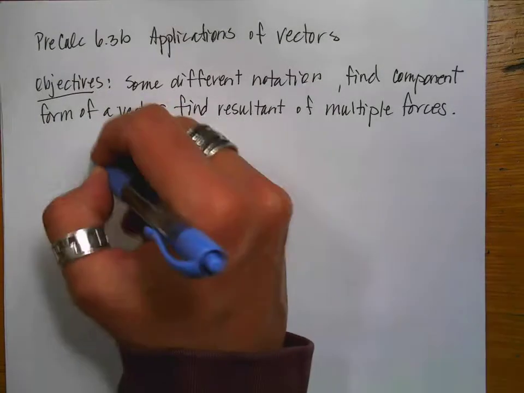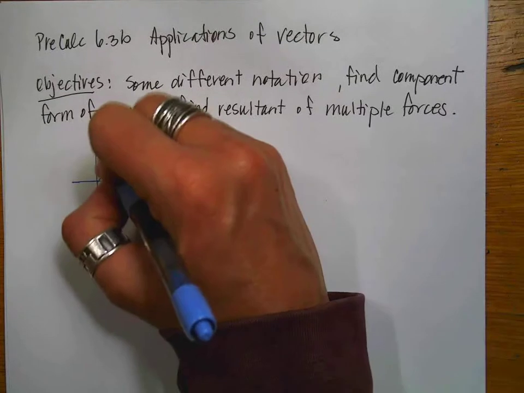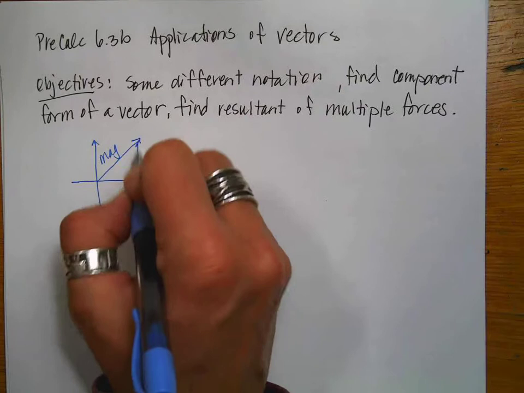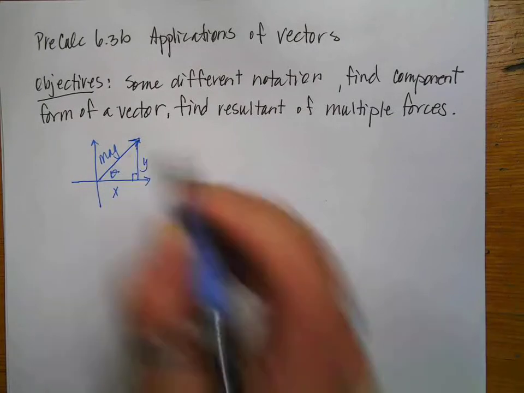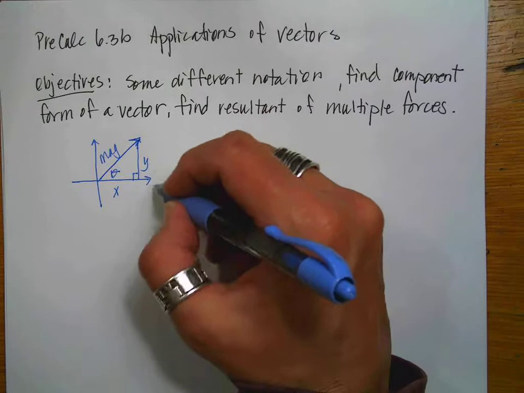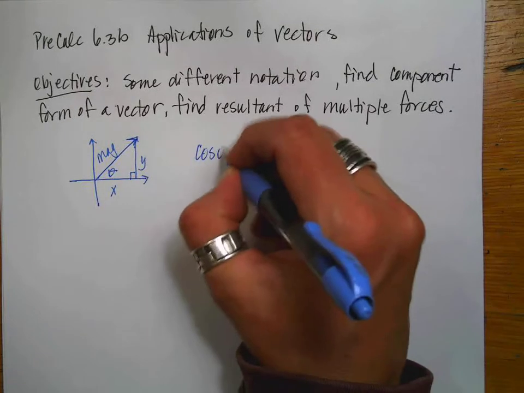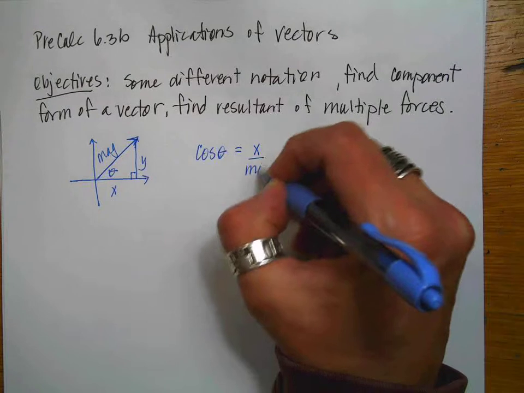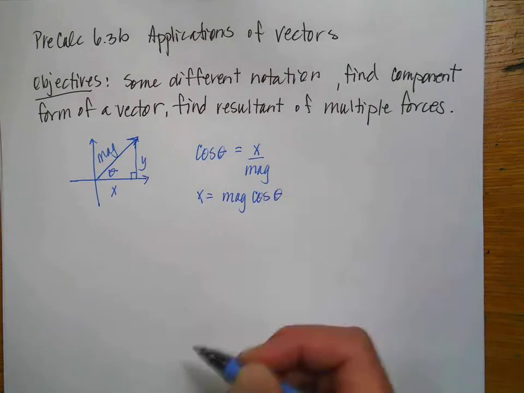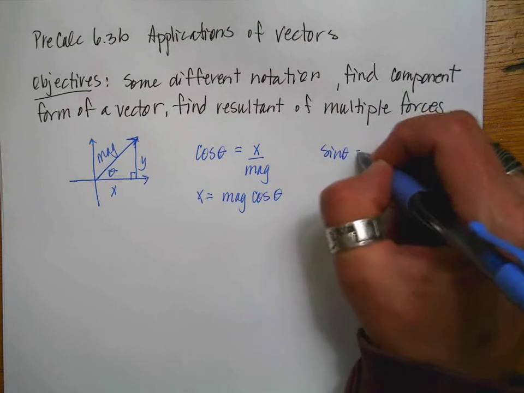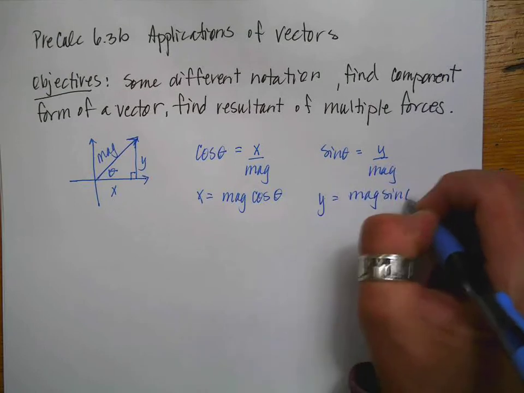Alrighty, so if I have a coordinate system and I have a little vector, we're going to give him some magnitude, okay? And we've talked about how I can break my vector into component form, x and y. So I'm going to show you how to put this into component form, and then I'm going to give you some words of advice. If I do the cosine of theta, cosine is x over the magnitude. If I solve for x, I get x equals magnitude cosine theta. Same thing if I set up the sine of theta, it's y over the magnitude, so y equals magnitude sine theta.